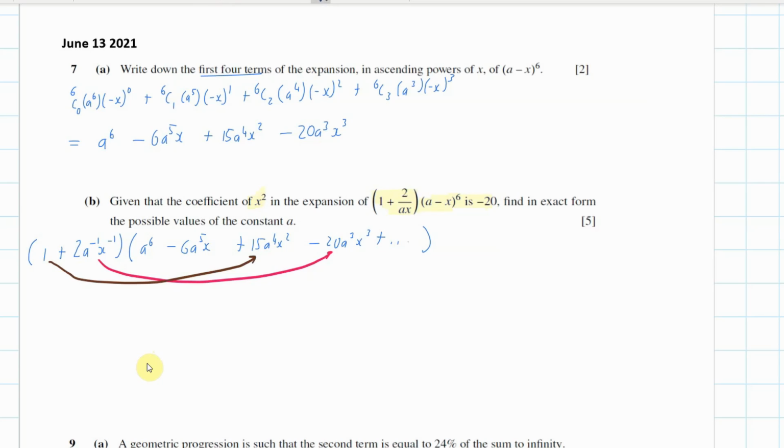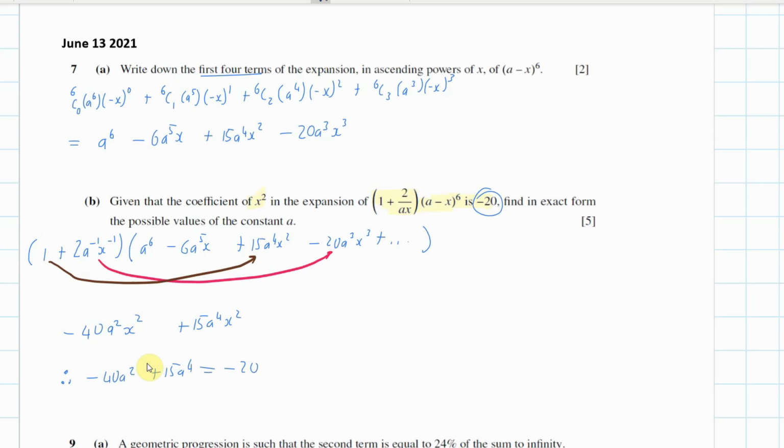So the pink line, what is the pink line going to give us? Negative 40 a squared, because that a to the negative 1 cancels out one of the a cubed, so it becomes a squared, x squared. And then the other one is just simply plus 15 a to the 4 x squared. Now, the coefficient is 20, so that means, therefore, negative 40 a squared plus 15 a to the 4 equals 20.